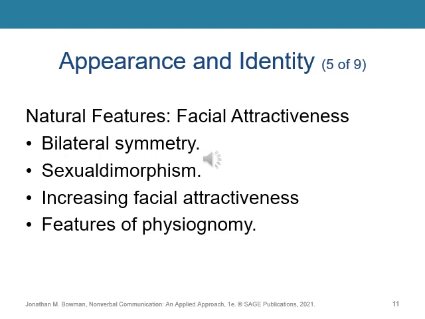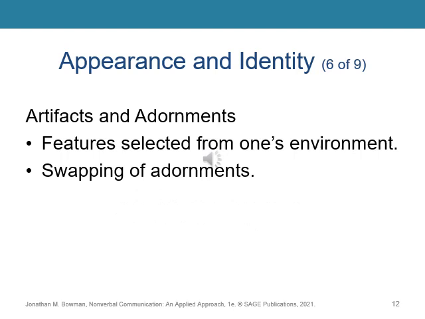Features of physiognomy allow us to distinguish people easily, which include the shape of the face, shape and color of eyes, size of mouth and fullness of lips, dimples, freckles, and so on. They are often influenced by genetic characteristics like general racial heritage and specific features of each person's parentage. Features selected from one's environment are an important part of communicating information about ourselves to the world around us.